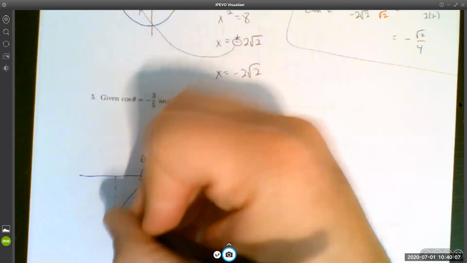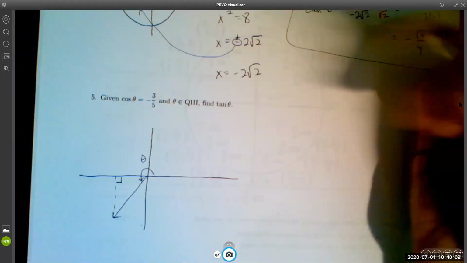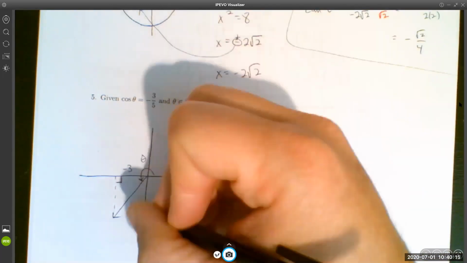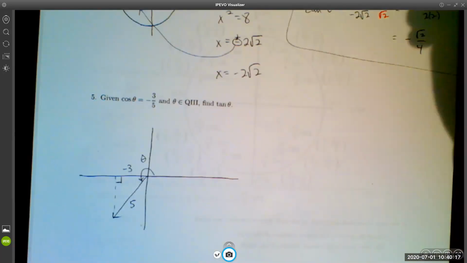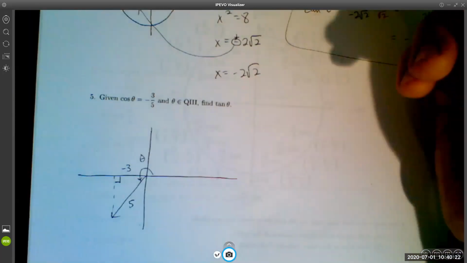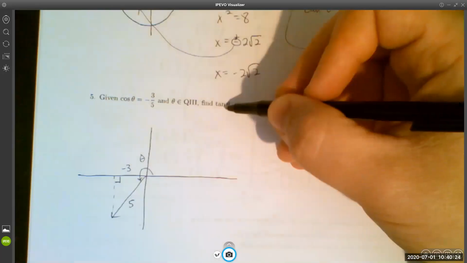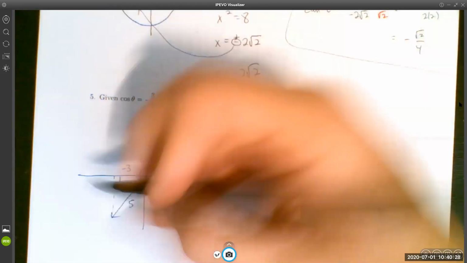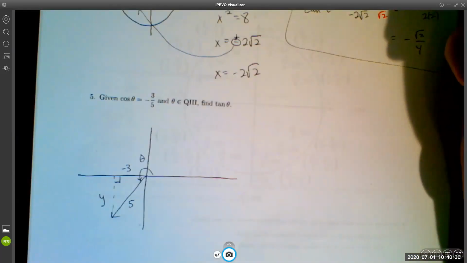If I make a little right triangle out of this, I know that cosine theta is negative 3/5. Cosine theta is x over r. So x is negative 3, r is positive 5. Remember, r is always positive. Tangent theta is y over x, so I need to figure out what y is. So let's see.